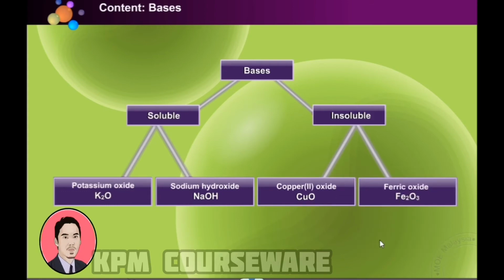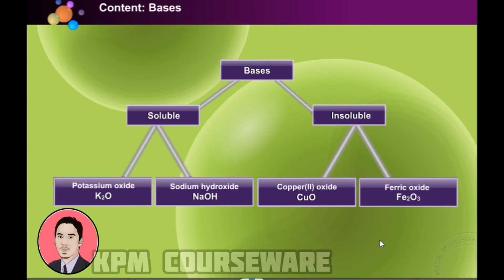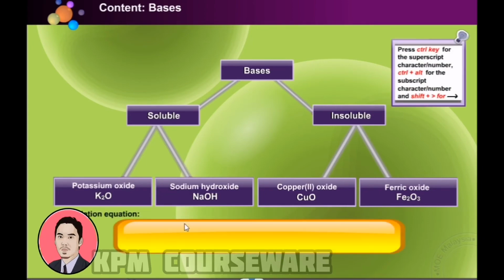Good. Now, click on sodium hydroxide to write the dissociation equation. Click Check when you are done. Bases that are soluble in water are called alkalis. Alkalis dissociate in water to produce hydroxide ions. Try again.